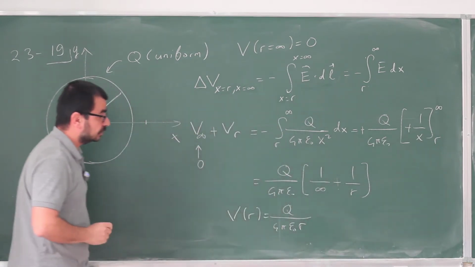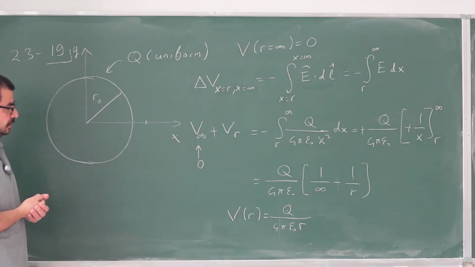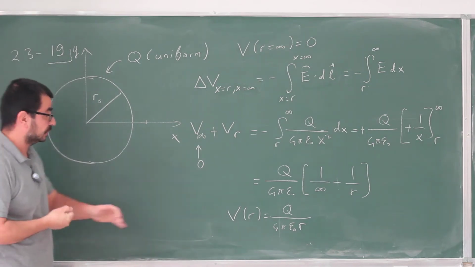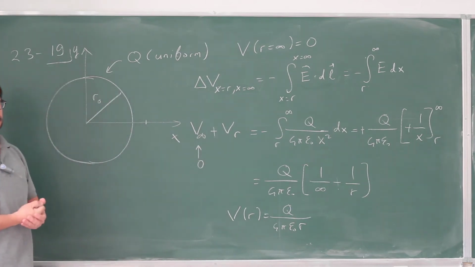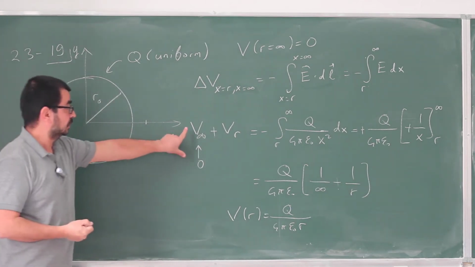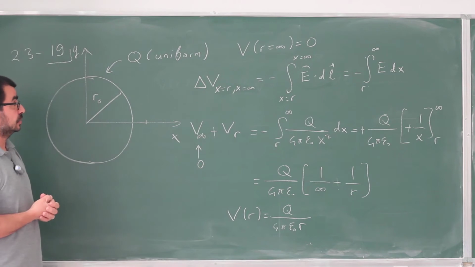Okay? So not only does the electric field behave like the electric field of a point charge, but our potential also looks like the potential of a point charge, with the choice that the potential at infinity is equal to 0.